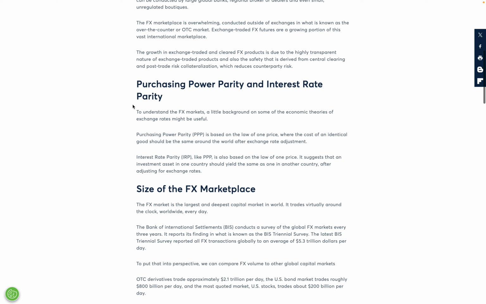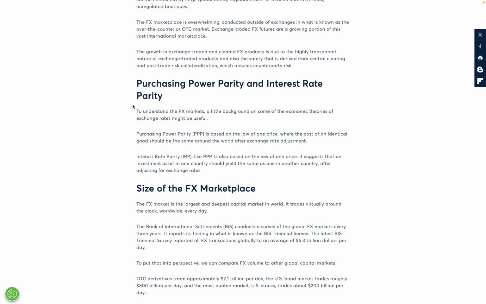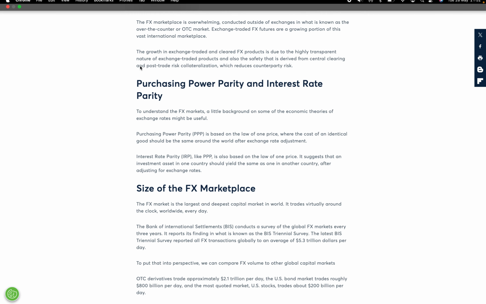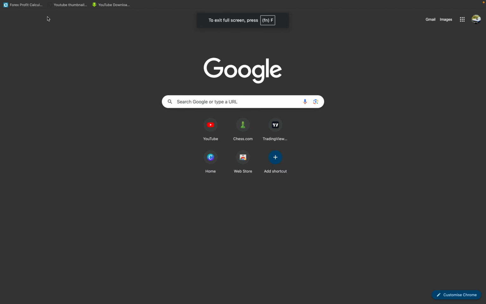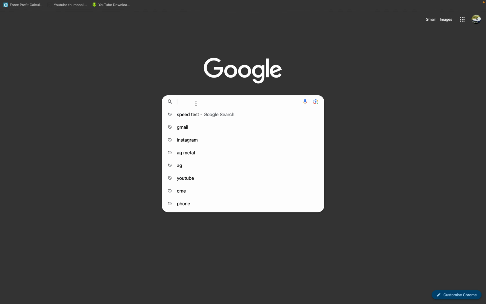So purchasing power parity and interest rate parity. What does parity mean? Okay, let's go. New window. Parity meaning. Oh my gosh.